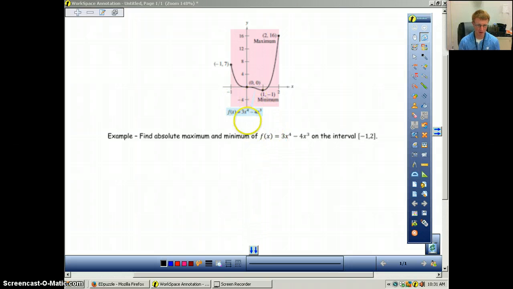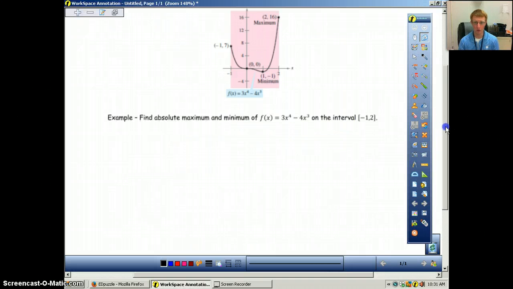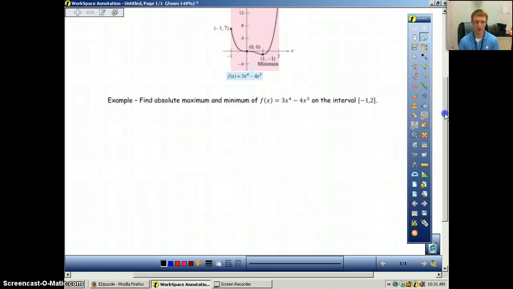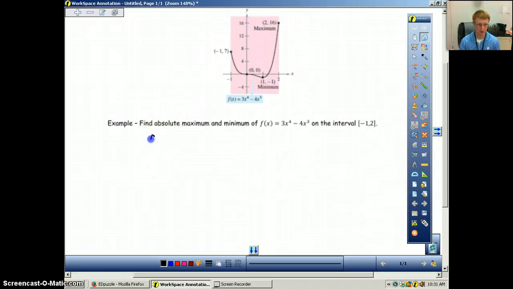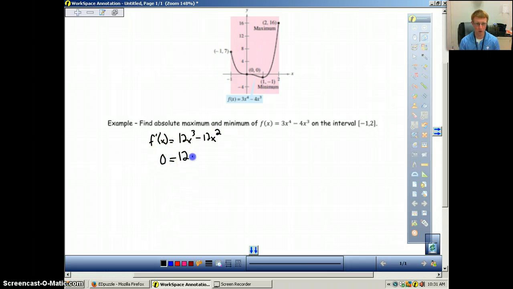So the function we have here is 3x to the fourth minus 4x to the third. We are still going to take the derivative like we always have. That's not going to change. We're still going to find f prime of x. So f prime of x is equal to 12x to the third minus 12x squared. We're still going to set it equal to 0 and factor. So we pull out a 12x squared, and then we're left with x minus 1 on the inside. So we know our extreme points are going to be x equals 0 and x equals 1.